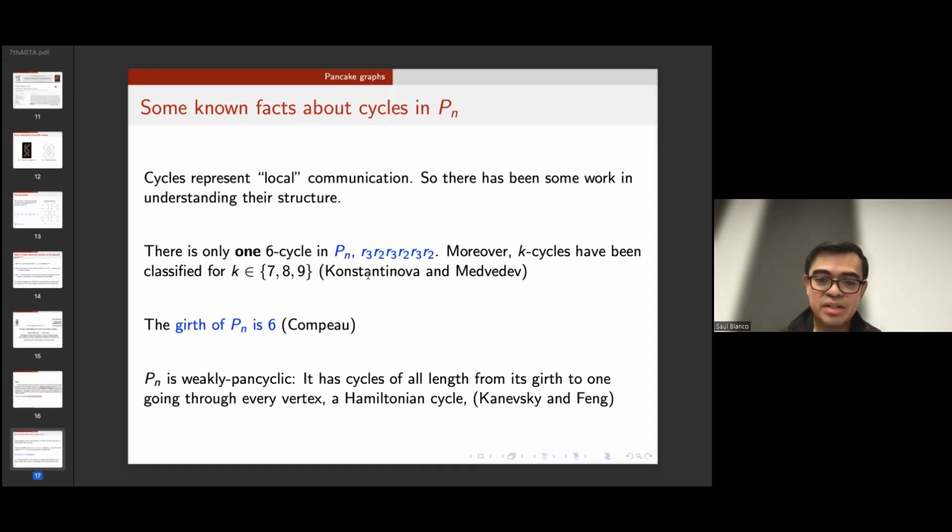So that's one of the reasons why we started talking to Elena, because she has a whole bunch of beautiful papers that have to do with cycle structures of the pancake graph, in particular when they classify the smaller cycles. So they give canonical forms for all the cycles of what they look like, and they also count them as well. And like I mentioned already, the girth of the pancake graph is 6, and that was shown by Campiao, I think in 2011. And like I mentioned, Pn is weakly pancyclic, so it has cycles of all lengths from the girth to one that will go through every single vertex, namely a Hamiltonian cycle.